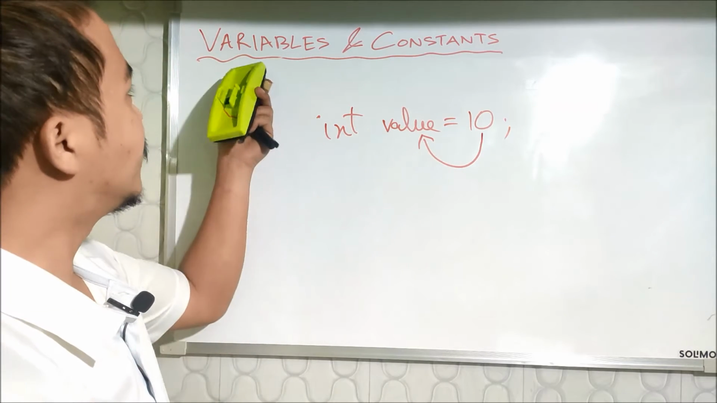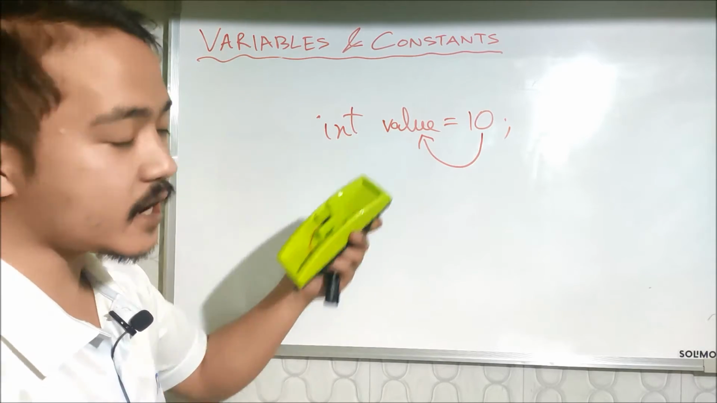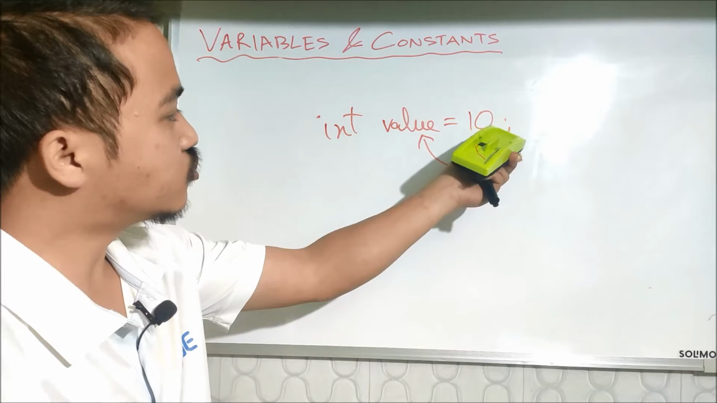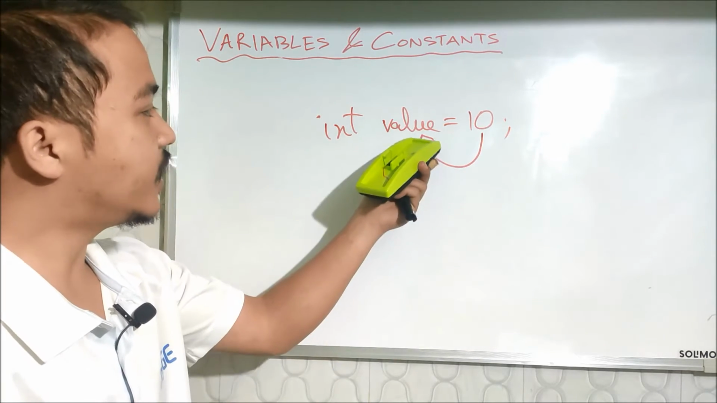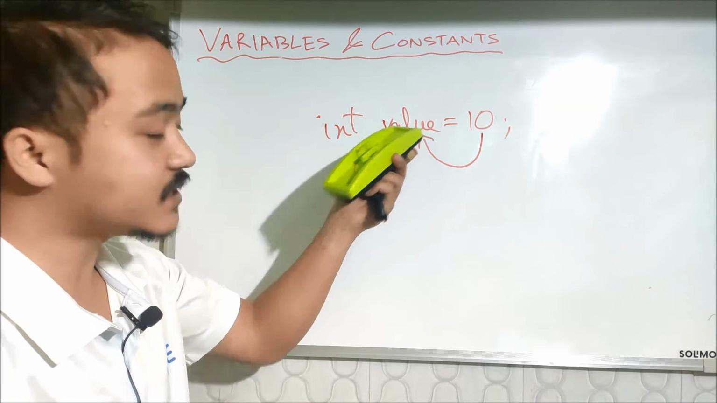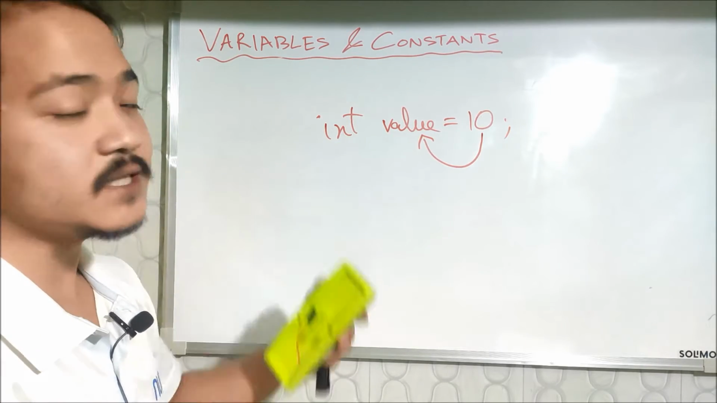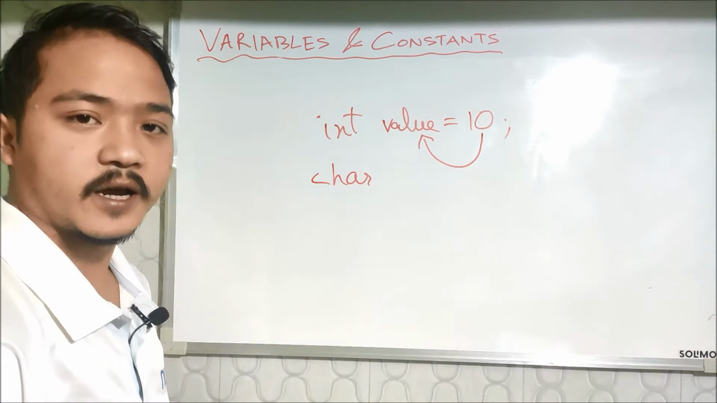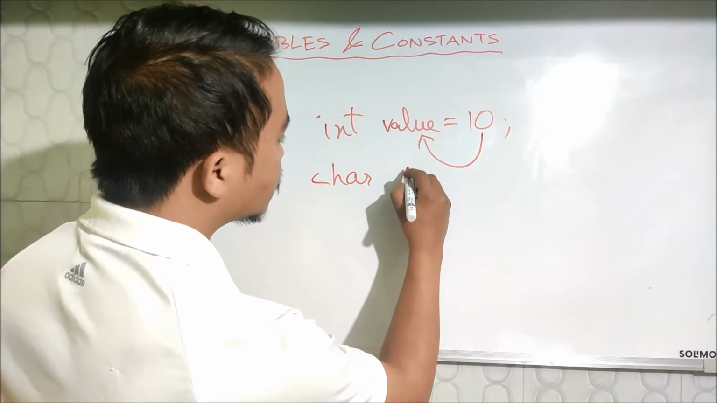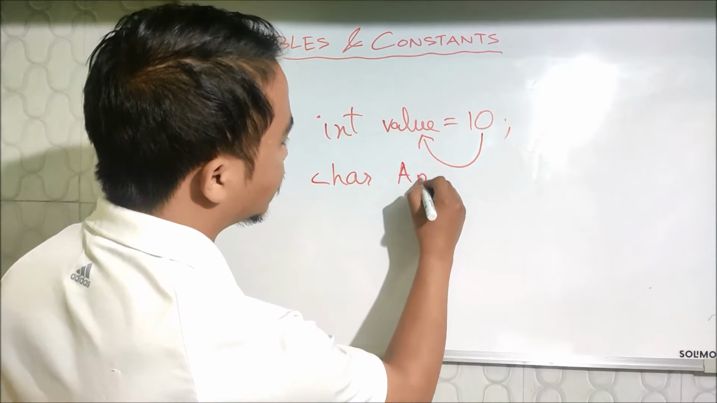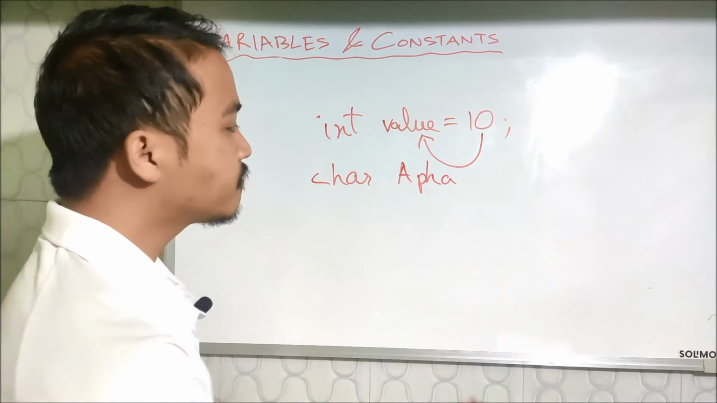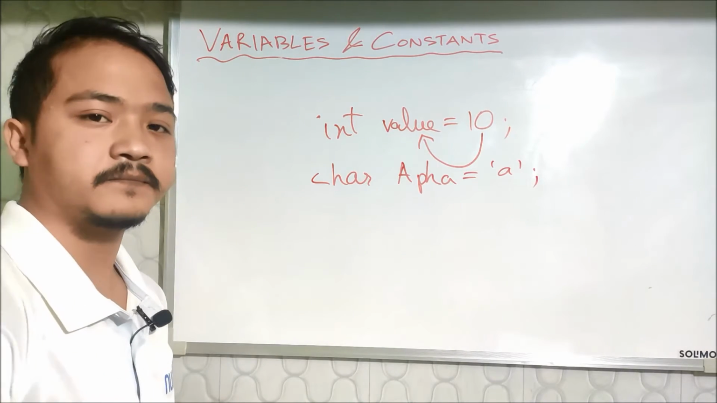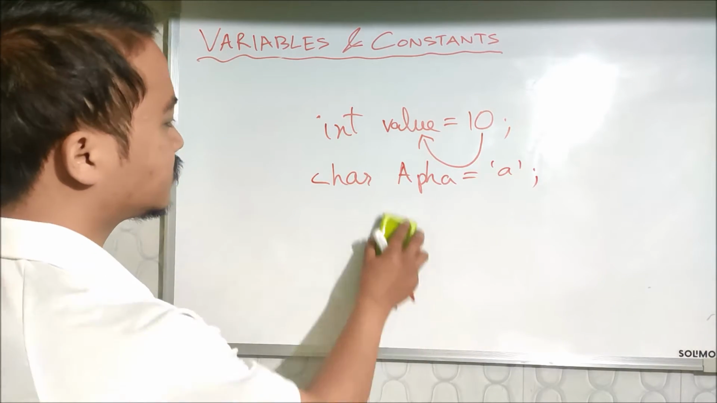So basically, variables are names of storage locations in memory. Like this, you store 10 in value, which is a name, and the type of data of value is int. Similarly, let's say char data type, and you want to store an alphabet. Let's say alpha is the name. What do you want to store here? A. Understood?